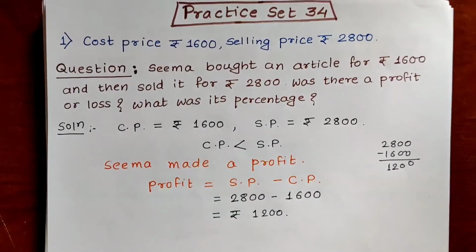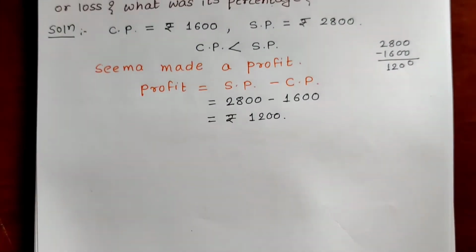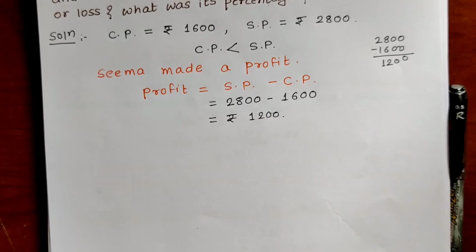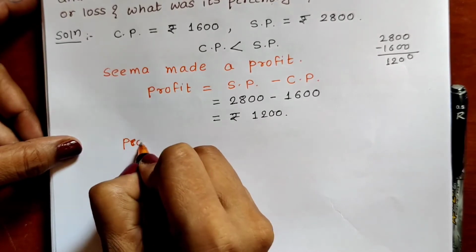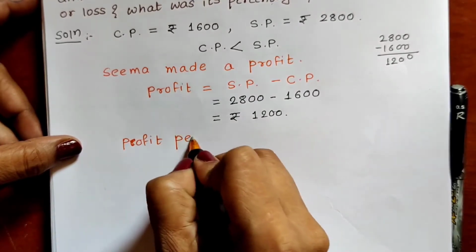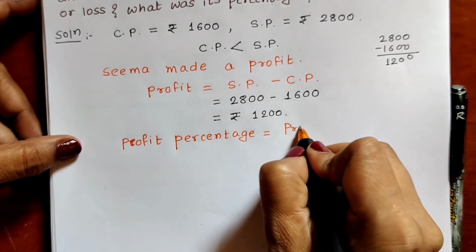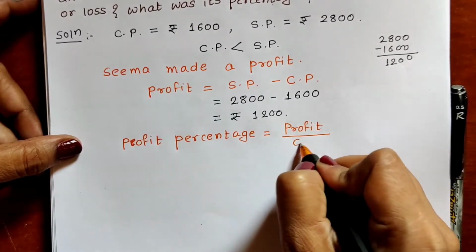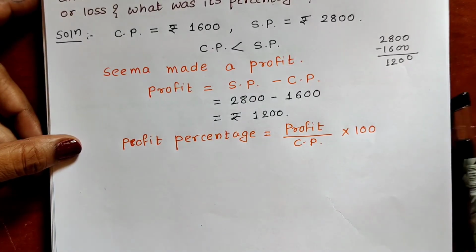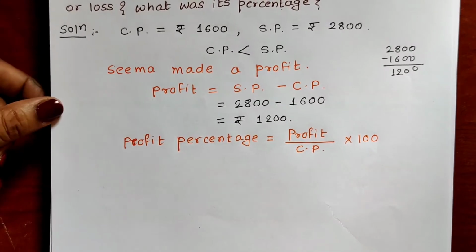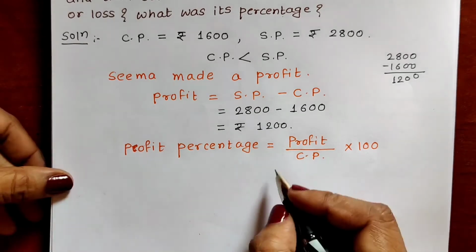After getting profit, what we have to find out? What was its percentage. So we have to find percent profit or profit percentage. So let us write the formula once again. Profit percentage. What is formula for profit percentage? Will be equal to profit upon CP multiplied by 100. You have to remember this formula. This formula is not there in the textbook, but if you remember this formula, it becomes very easy to solve our questions. So let us solve it now.